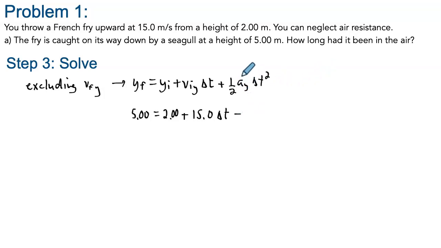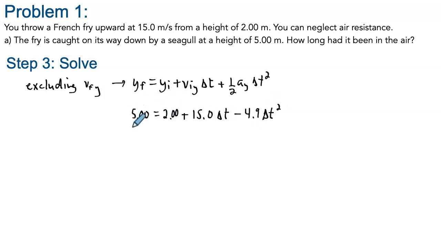I remind you that a_y is equal to minus 9.8. So when we take the half, we will get minus 4.9 delta t squared. Okay. And we have to solve that equation. You should recognize at that stage that you cannot just use algebra to isolate delta t. You'll actually need to use the quadratic equation.